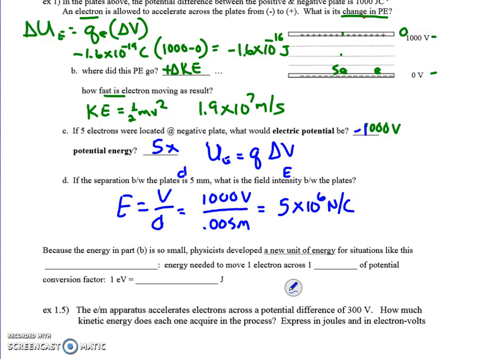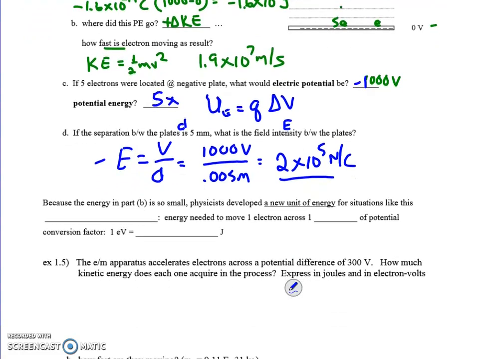That seems a little high. Okay, well, that was way off. I'm going to check the math. It's 2 times 10 to the 5th newtons per coulomb. Okay, that seems reasonable. It's less than our threshold for sparking, which is 3 times 10 to the 6th. We'll come back to this relationship, especially with capacitors, at another time.